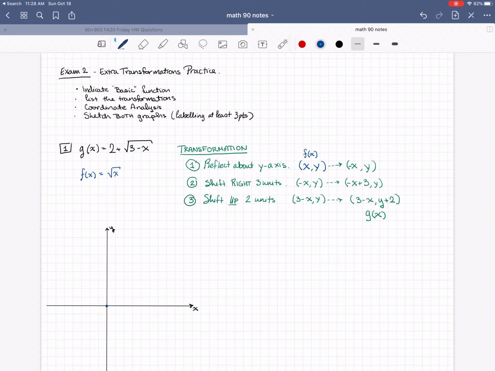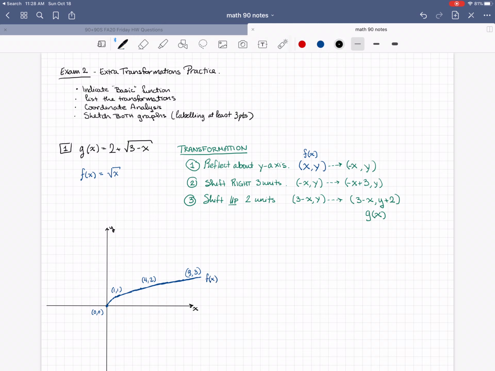It goes through the origin, it goes through the point 1, 1, it goes through the point 4, 2. I say label at least 3 points, and I feel like these 3 points do a good job defining this shape. But if you want more points, if you wanted to plot 9, 3, you could do that. Okay, so let's label these. So we have 9, 3, 4, 2, 1, 1, and of course the origin. Okay, so here we are. So you've got this sort of half of a parabola. Okay, so that's f of x.